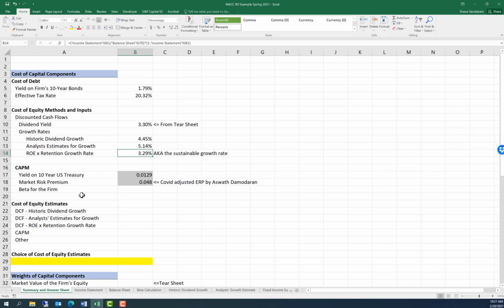The next one I'm going to show you how to do. So we're going to move on from this, and we're going to use these down below to calculate our cost of equity. But I'm going to show you how to calculate the beta for the firm.